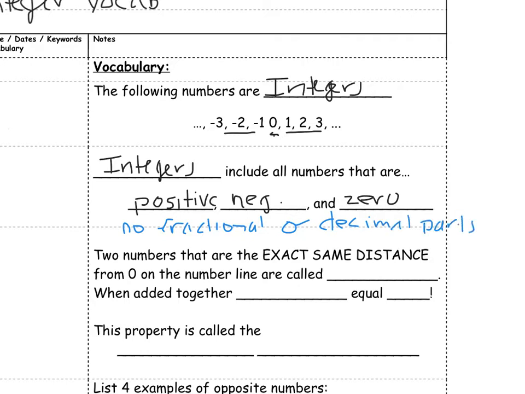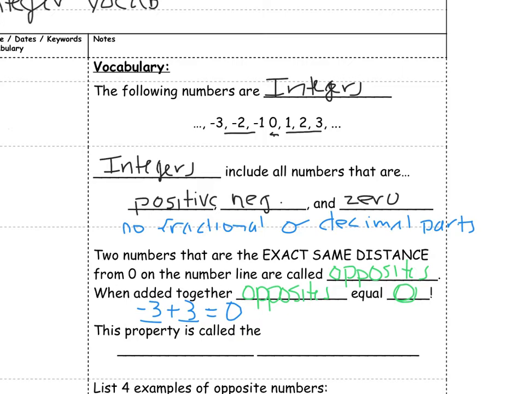If you did not write that yet, please pause. Make sure that when I am writing, if you need to pause to catch up, you do so. Two numbers that are the exact same distance from 0 on the number line are called opposites. And when added together, opposites equal 0. So if you have -3 plus 3, these are opposites, and they always equal 0.